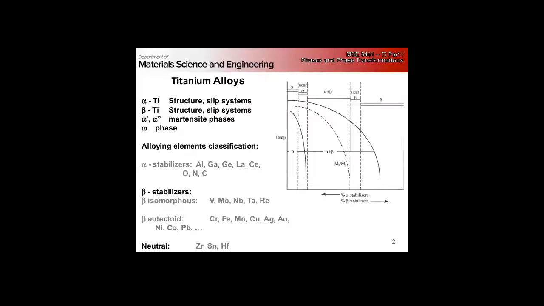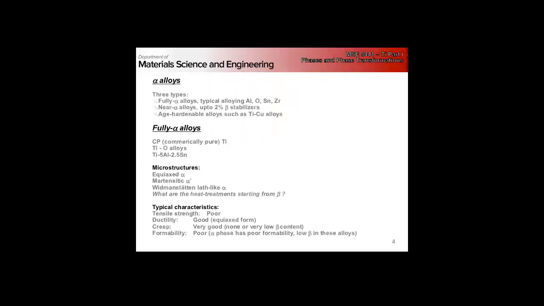Okay, just as a reminder, we're going to classify our titanium alloys into a couple big broad categories of either alpha, alpha plus beta, or beta, with near alpha and near beta alloys straddling the middle based on what fraction of beta stabilizers they have. The important elements to remember are the key alpha stabilizers, the key beta isomorphous stabilizers, and the key beta eutectoid formers. And the group 4 elements, zirconium and hafnium, plus HCP tin, are going to be neutral with respect to the phase diagram.